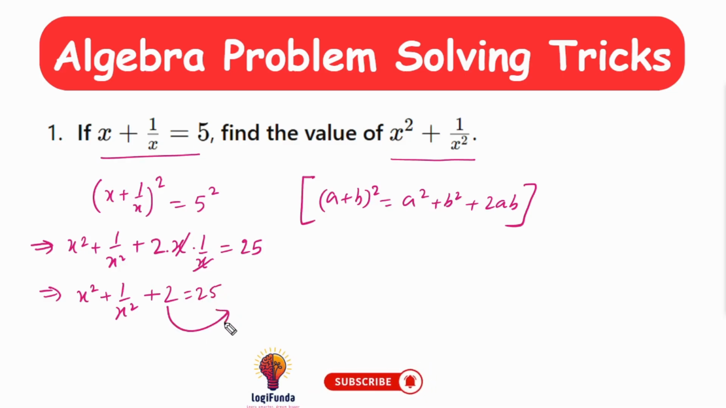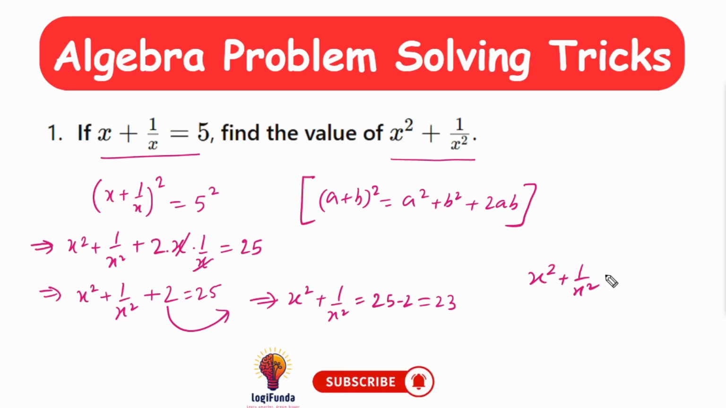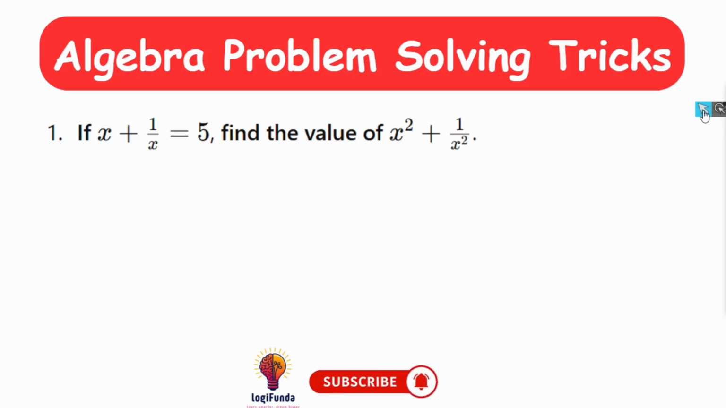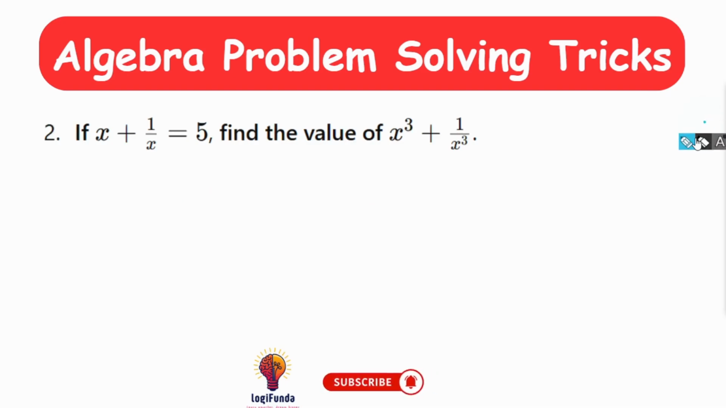Bring this 2 to the right hand side, you'll get x square plus 1 by x square equals 25 minus 2. The final answer you get is 23. So remember this: x square plus 1 by x square, the final value that we have received, is 23. Now move on to the next question that we have, okay.